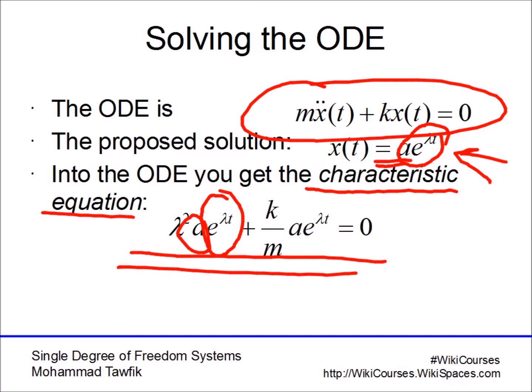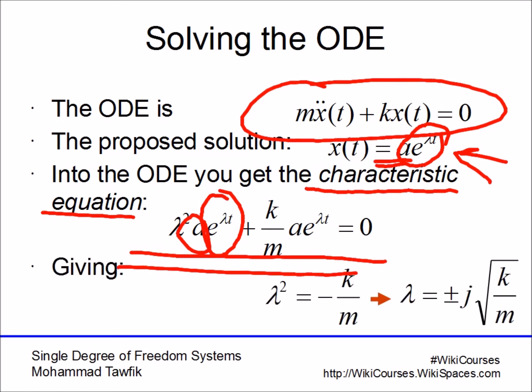So we end up with the solution saying that lambda squared equals minus k over m, or that lambda is plus or minus j root k over m. j is the imaginary number, square root of minus 1. In many literature, we will find it written as j, and in others it will be written as i. So it's just to define that it's the square root of minus 1. That's all. Anyway, so now we got two imaginary solutions for lambda.